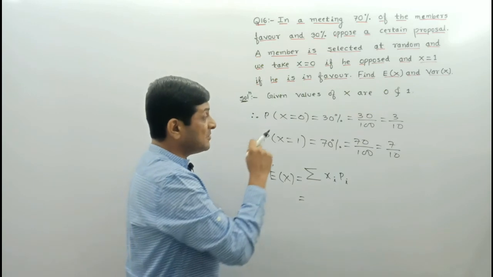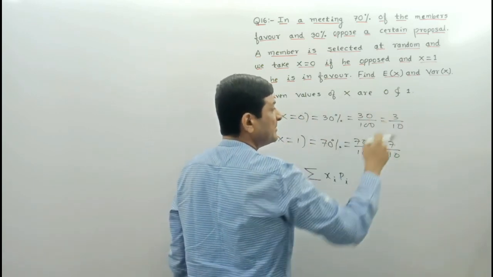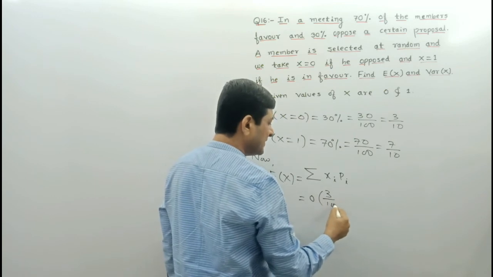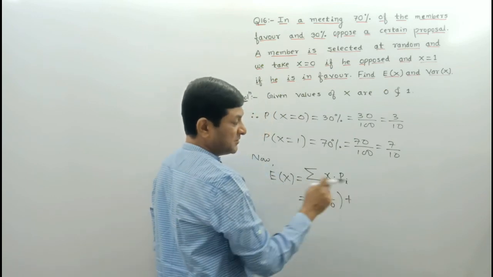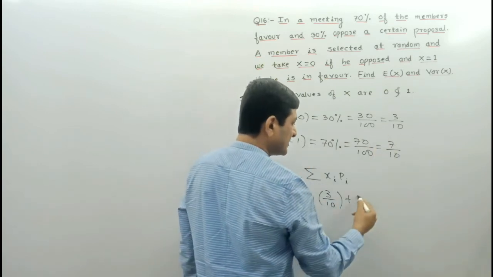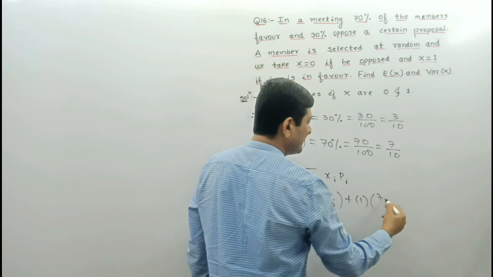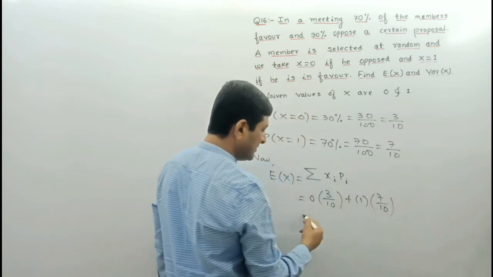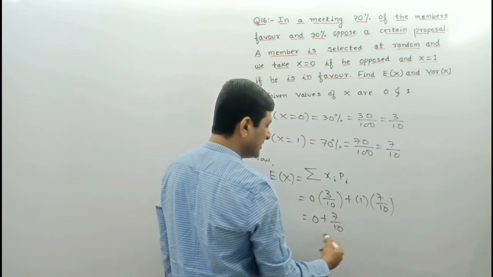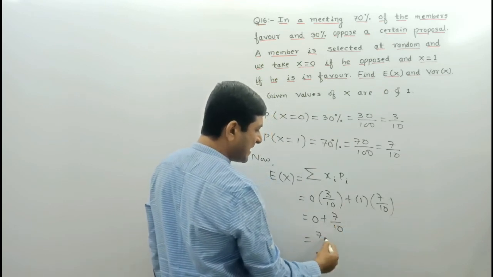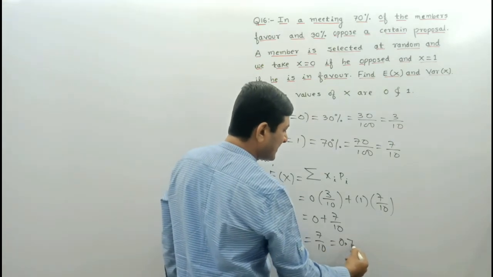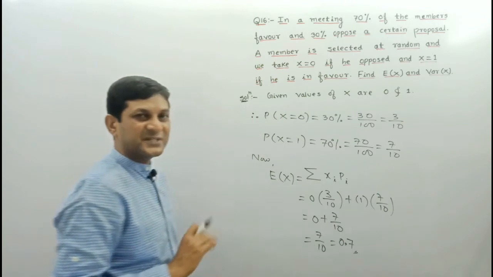So what is the first value of x? 0, into its probability, which is 3 by 10. So 0 into 3 by 10 plus, in the second case, x is equal to 1 and its probability is also known to us, 1 into 7 by 10. So 0 into any number is 0, plus 1 into 7 by 10 is 7 by 10. So 0 plus 7 by 10 is 7 by 10, and 7 by 10 can be written as 0.7. In this way we have got our first required value.